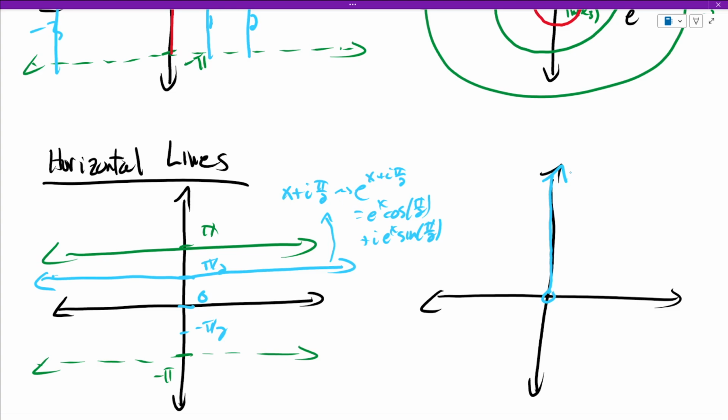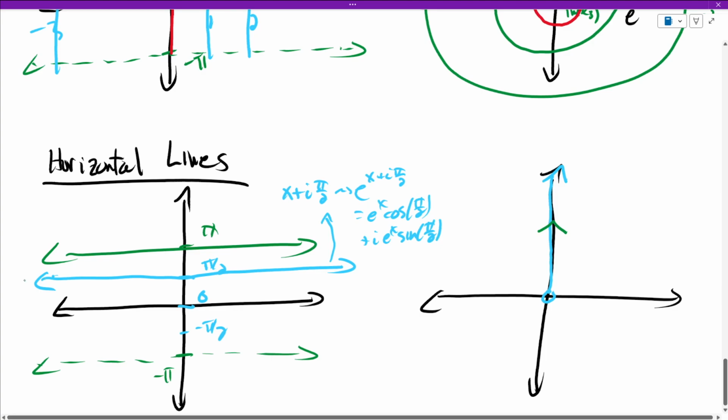And how is it going to go to that ray? Well, when your x is very big, you're very big. So as x increases, we go that way. And when x is very negative, so as we're trailing off to negative infinity in our real part, it wants to get close to 0, but it never quite reaches 0.